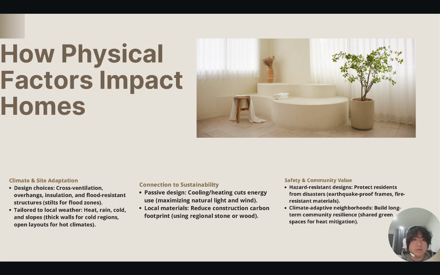First, we change house designs to match local weather and land. For hot and rainy places like Malaysia, we make wide windows for airflow and long roof edges to block rain. We also build houses higher off the ground to avoid water. Different house shapes are made for hot weather, cold weather, and health.